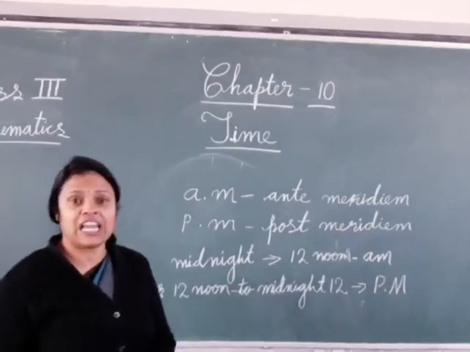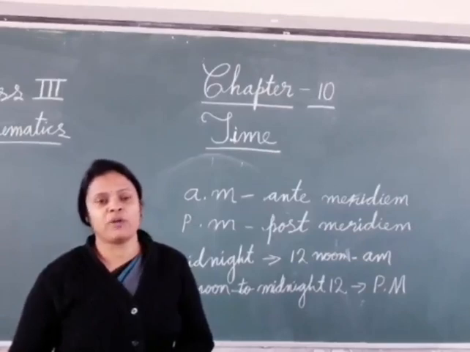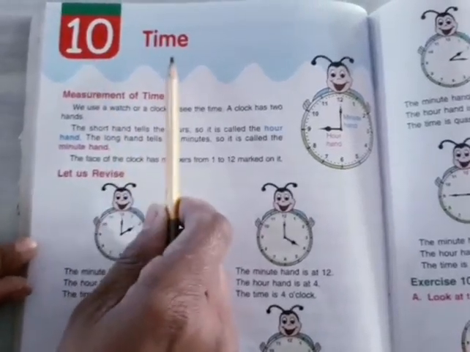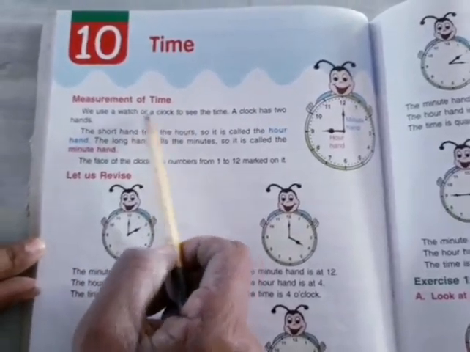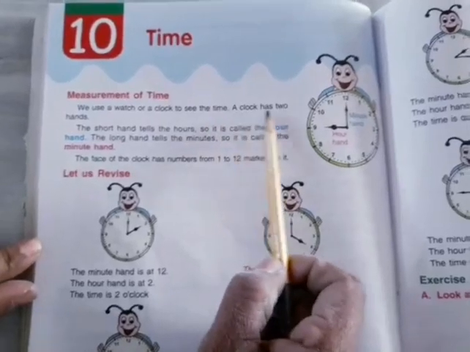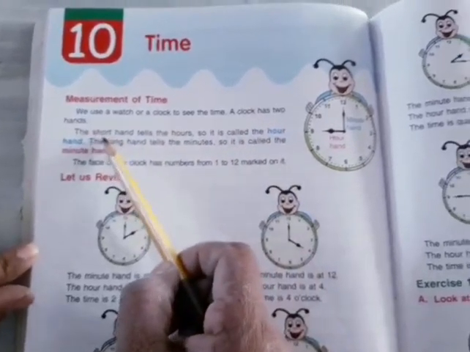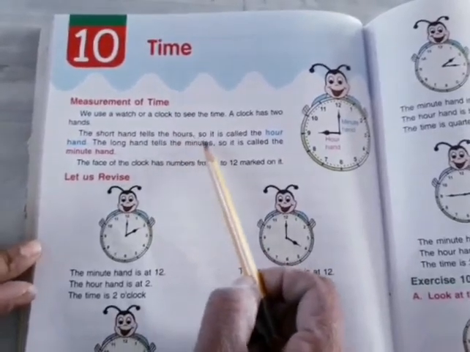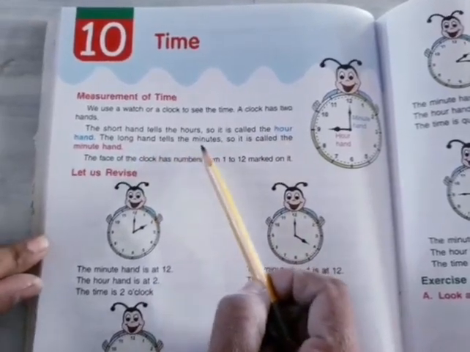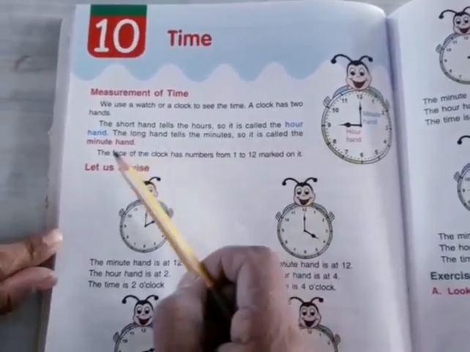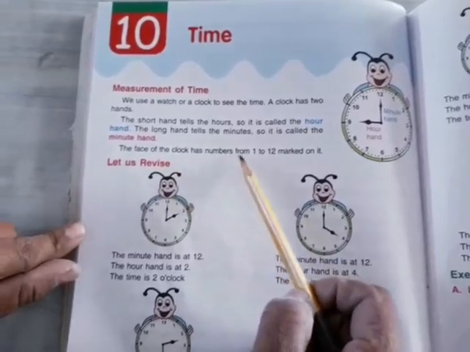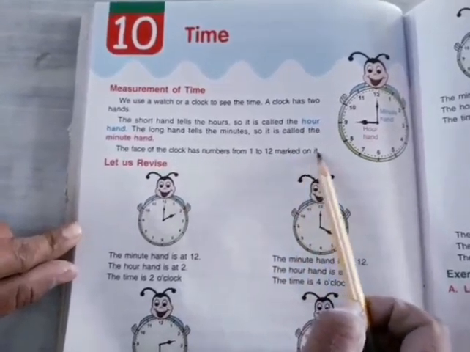Now let us see our book and understand more about these two topics. Now let's read chapter 10, time. Measurement of time. We use a watch or a clock to see the time. A clock has two hands. The short hand tells the hours, so it is called the hour hand. The long hand tells the minutes, so it is called the minute hand. The face of the clock has numbers from 1 to 12 marked on it.